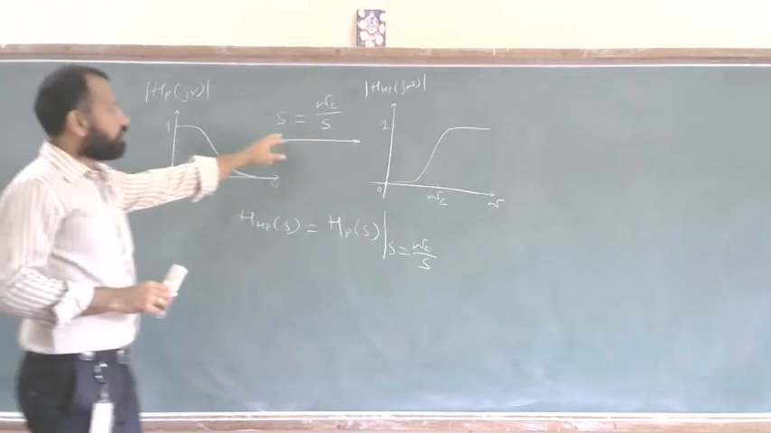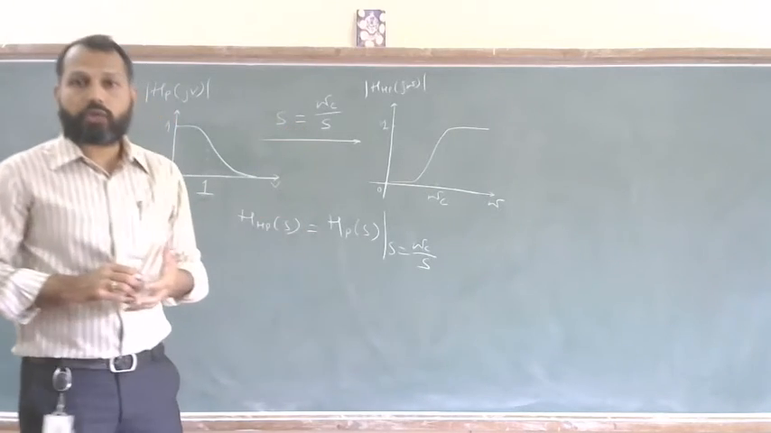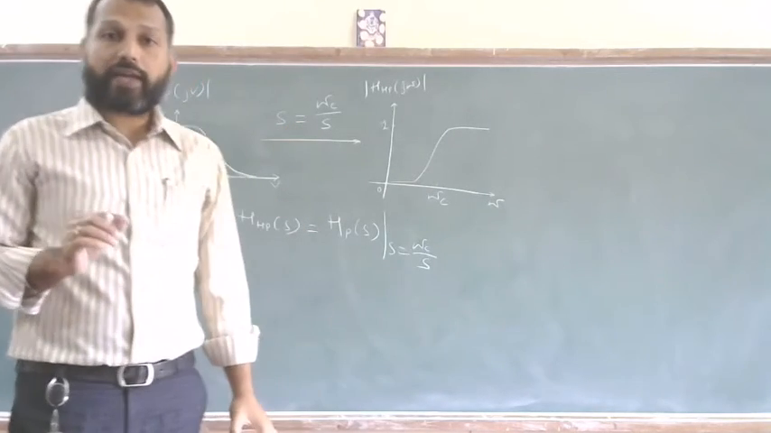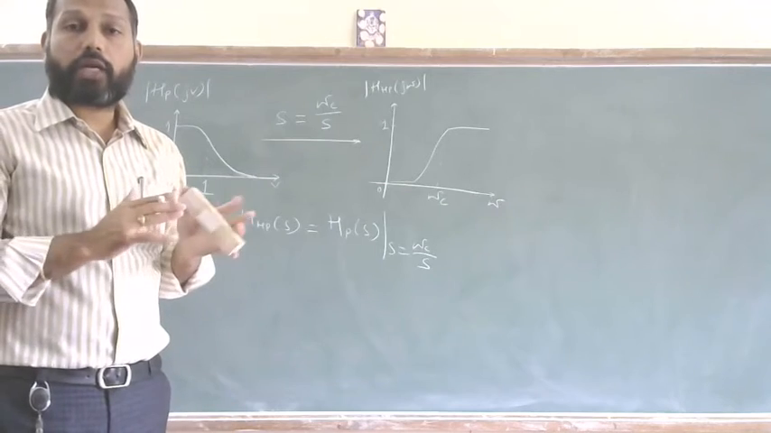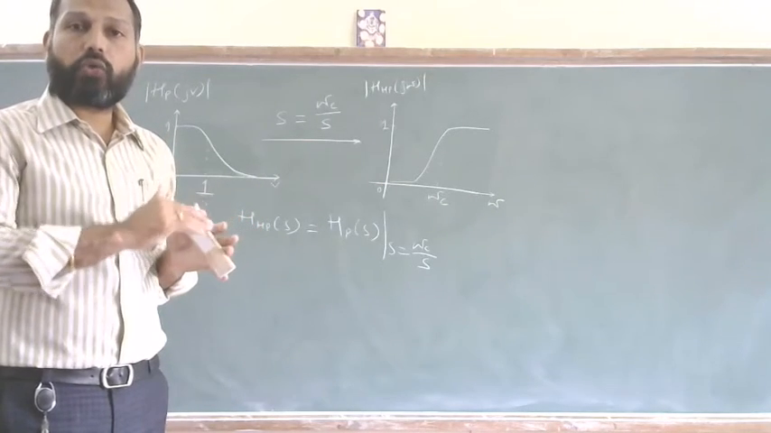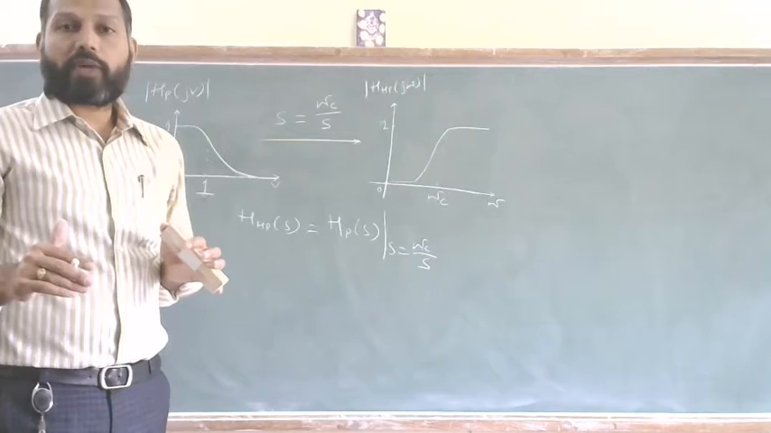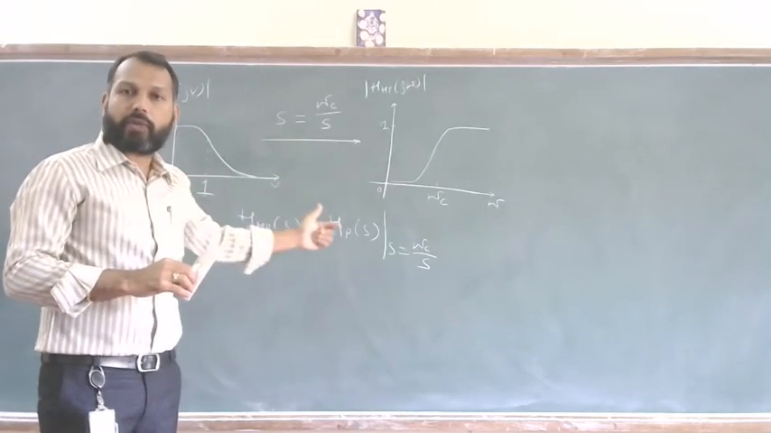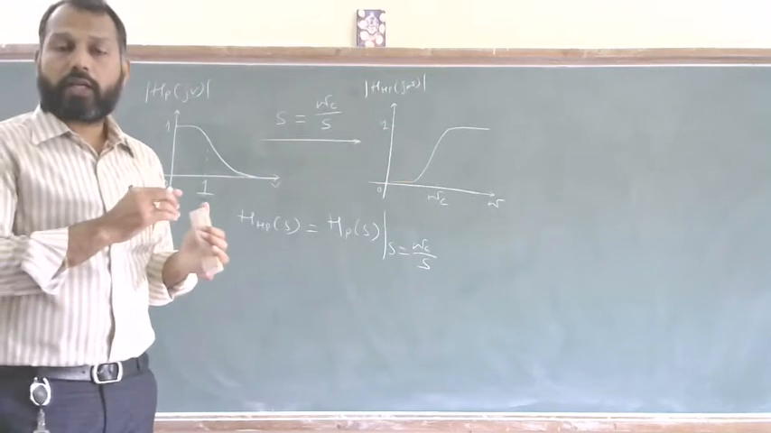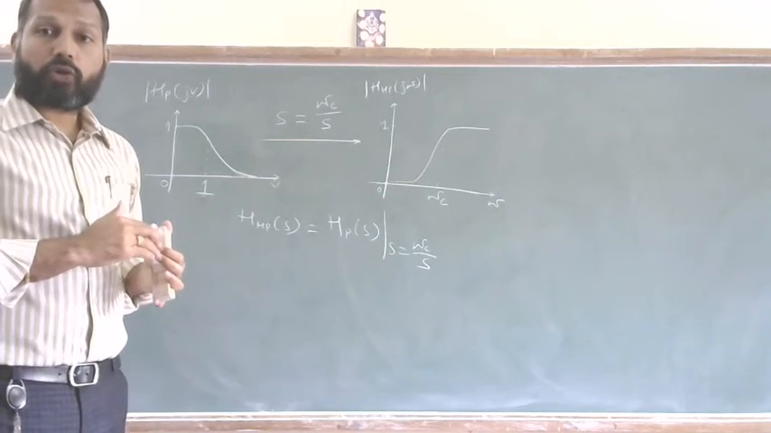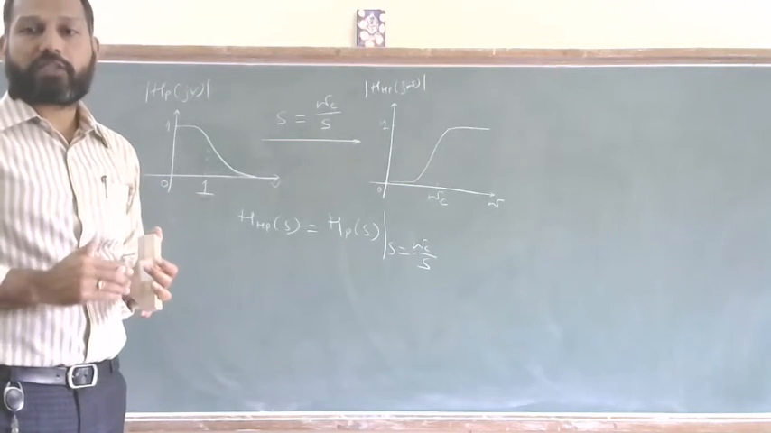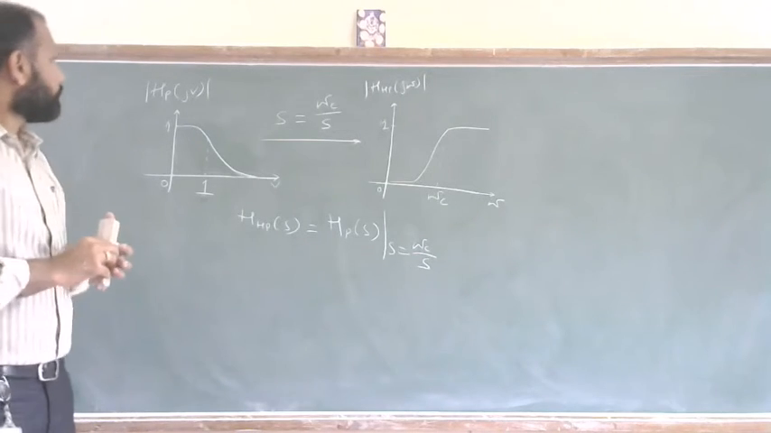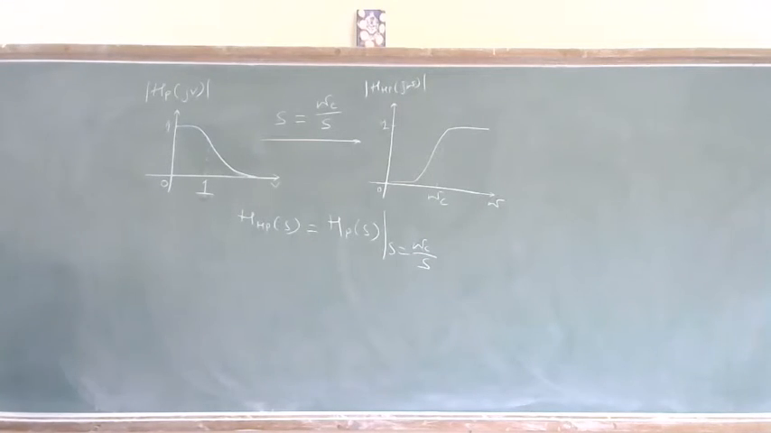This is the transformation used. When you substitute S equals S divided by omega c, you will be converting the low pass prototype filter into a practical low pass filter. But when you substitute S equals omega c divided by S, you will be converting the low pass prototype filter into a practical high pass filter. So this is the analog low pass prototype transformation to the high pass filter.